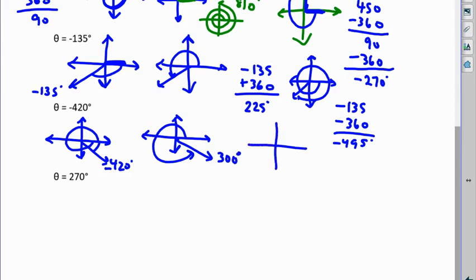And a coterminal negative angle would be negative 60. So you just need to get one positive and one negative.